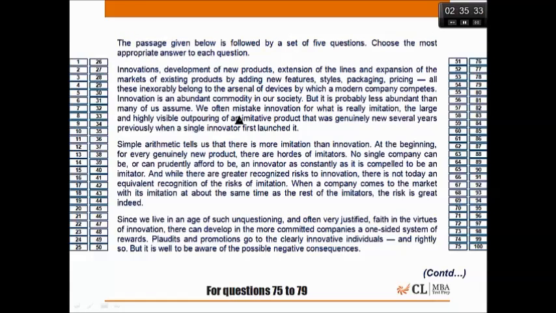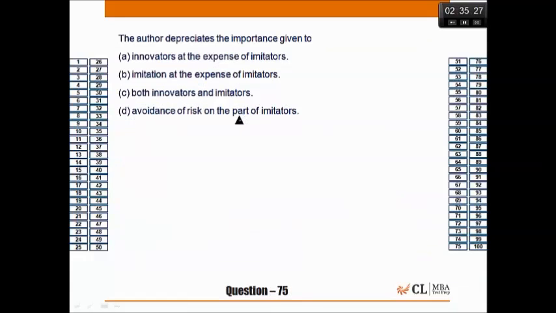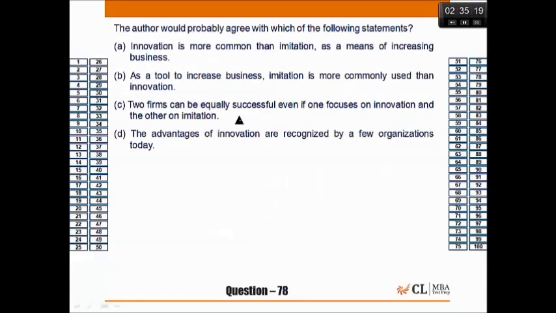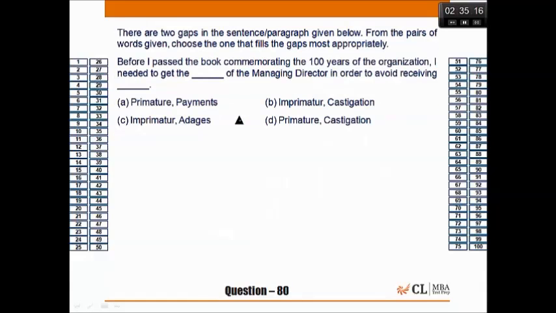So let's see. 75 to 79 again RC. What is this RC? It talks about innovation, development, new products. Okay, this sounds like a short one. Good. Okay. Alright. Back to sentence completion.